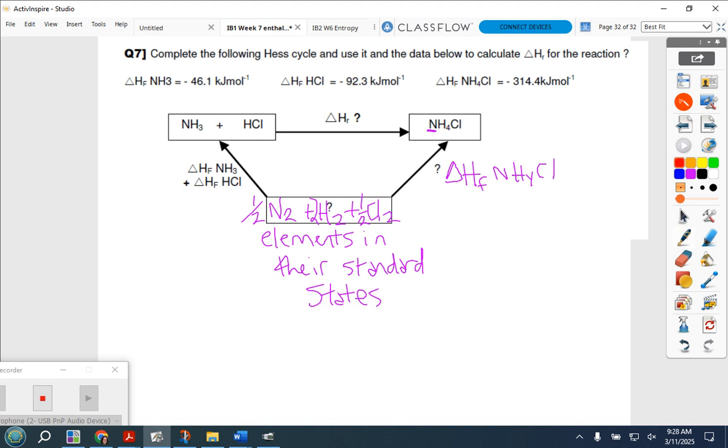And then we're going to need to go this way to use these numbers for the enthalpies. So this is going to be subtract, and the other side's going to be add. Or sorry, the other way around. Sorry, I'm thinking of this backwards. This is going to be add because the arrows are going in the same direction. And this is going to be subtract. Okay.